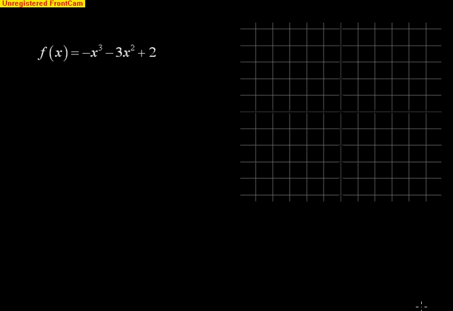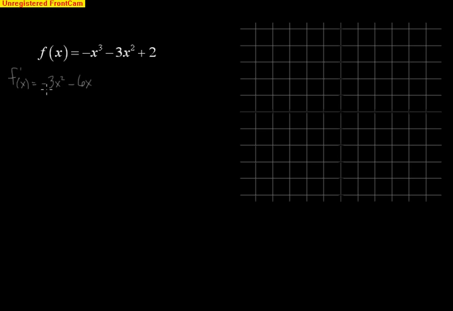In this video, we're going to be doing a curve sketching example on how to graph a function without using a calculator. So we start with the function f of x equals negative x cubed minus 3x squared plus 2. And what we're going to start with is the first derivative. And the first derivative by power rule is going to be negative 3x squared minus 6x.